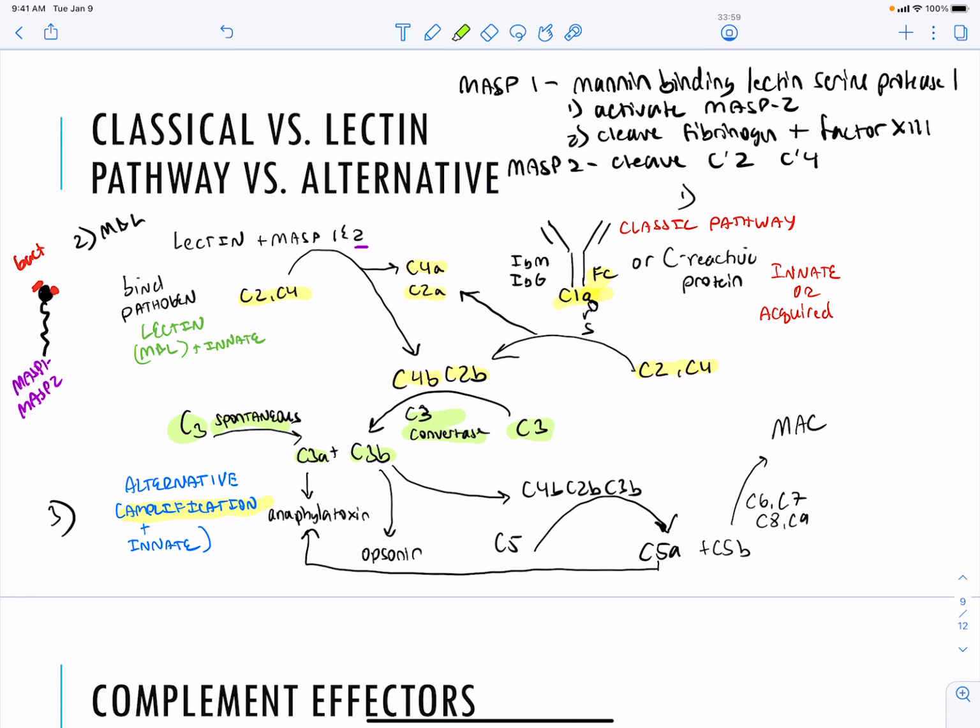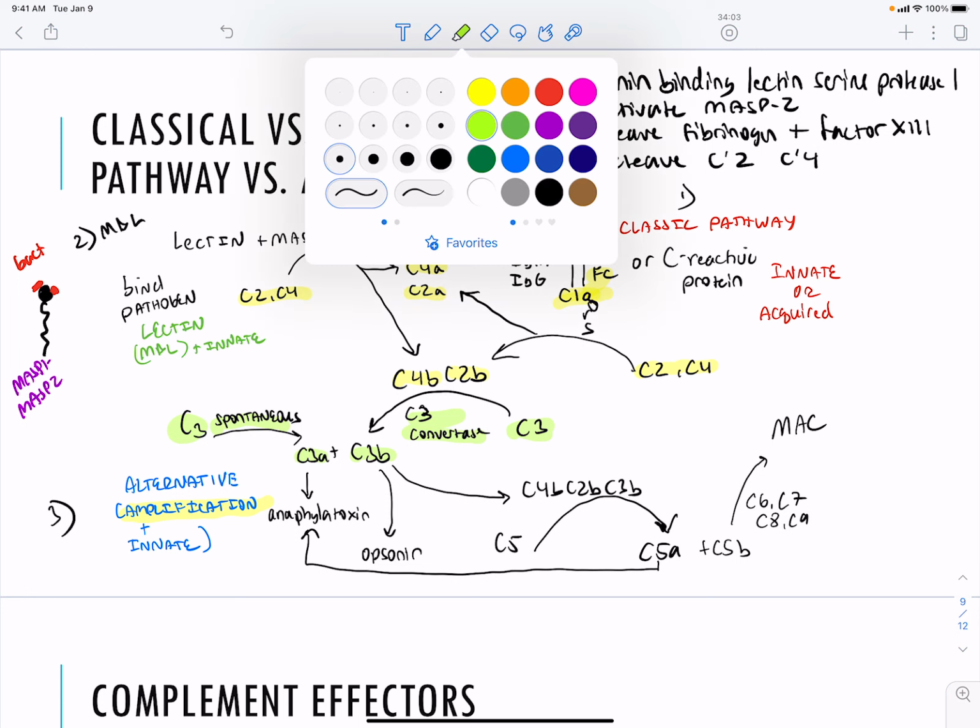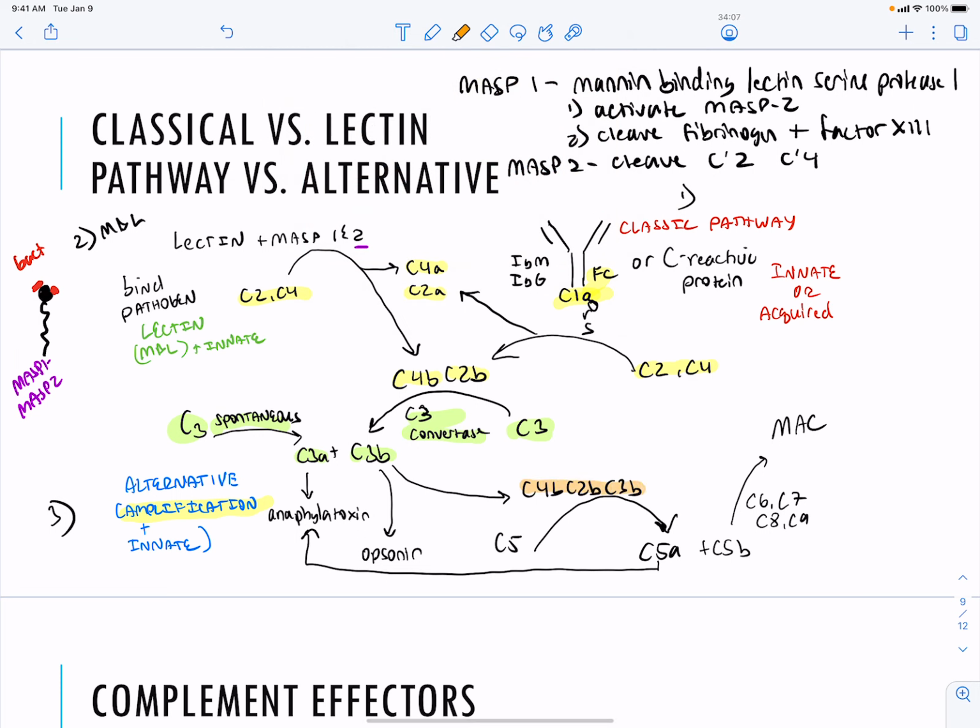C3b is then going to form another complex with C4b and C2b, and it's going to be the C5 convertase. What these convertases mean is that they're just splitting C5. So the C5 convertase splits C5 into C5a and C5b, and the C3 convertase splits C3 into C3a and C3b.